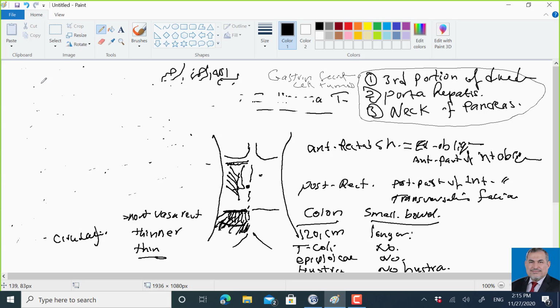We ask about the length. What is the length of anal canal? The answer is 3 to 3.5 centimeters. The length of rectum is approximately 12 centimeters.